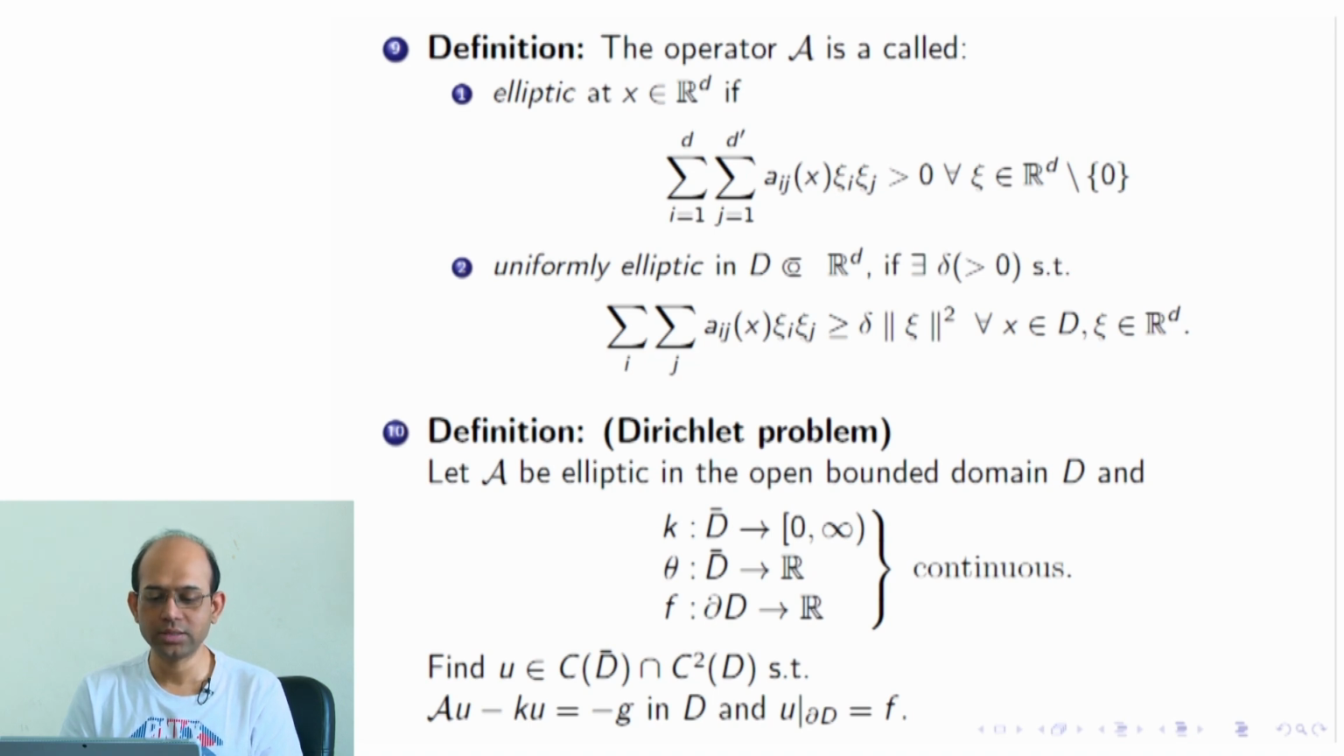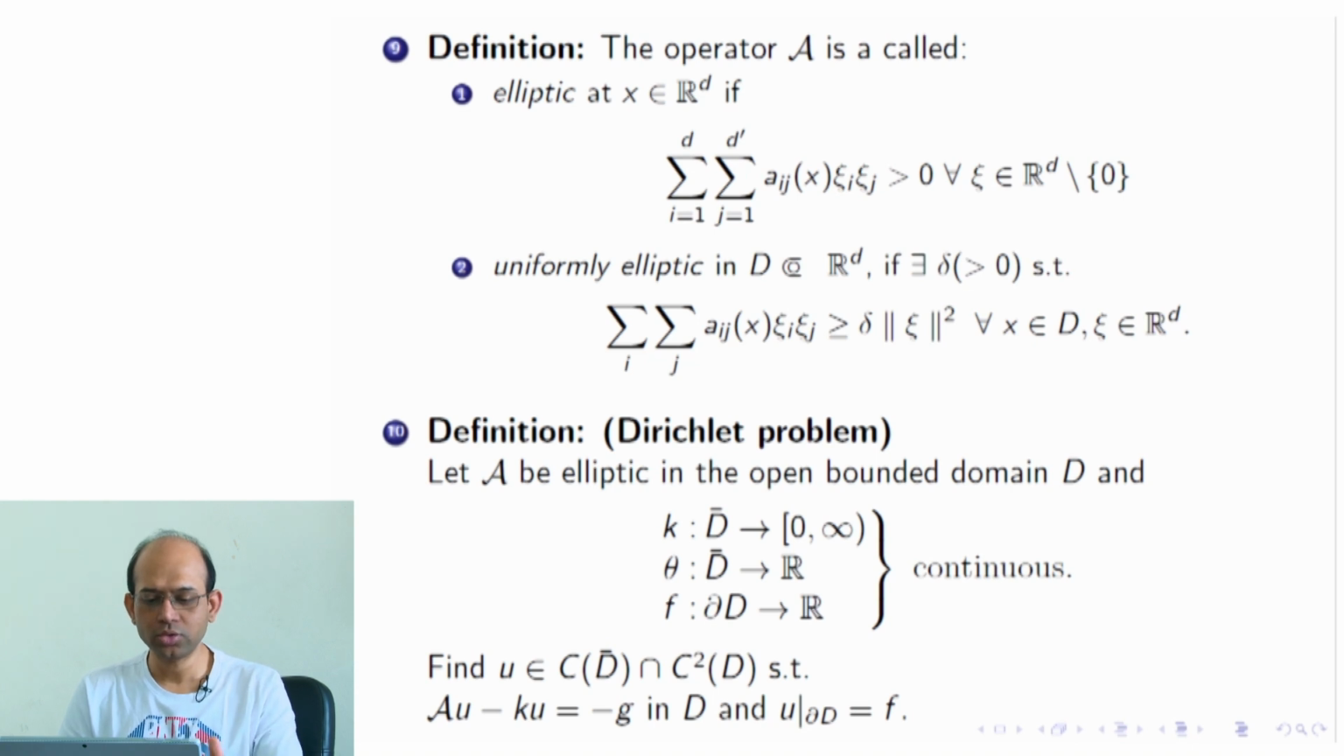So K is a non-negative function defined on the whole closure, and G is a real valued function defined on the whole closure of D, and F is defined on the boundary of the domain. Okay, so this is a real valued function, and all these functions are assumed to be continuous. So that is the setting we are going to discuss.